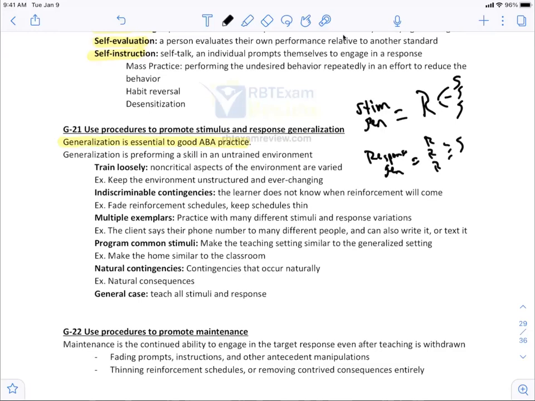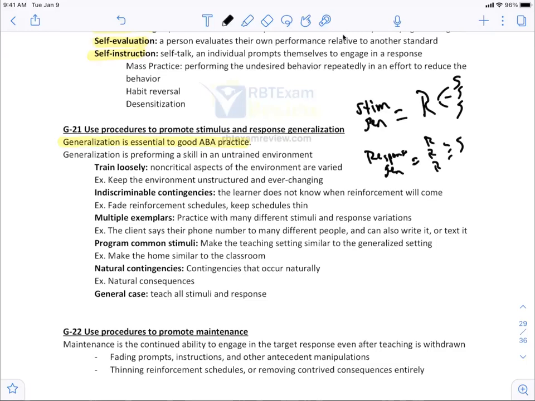Multiple exemplars. Practice with many different stimuli and response variations. For example, the client says their phone number to many different people, but they can also write it and text it. Okay, so we don't want to just train one way to do the skill with only us. What happens when they have to do that skill differently in a different environment? That's why you want to use multiple exemplars.